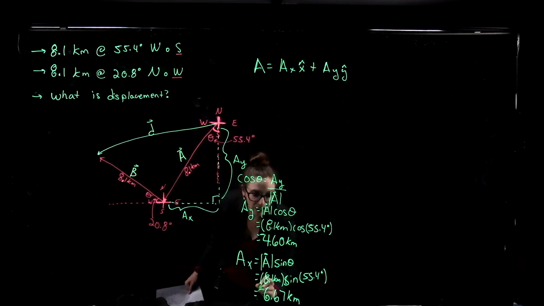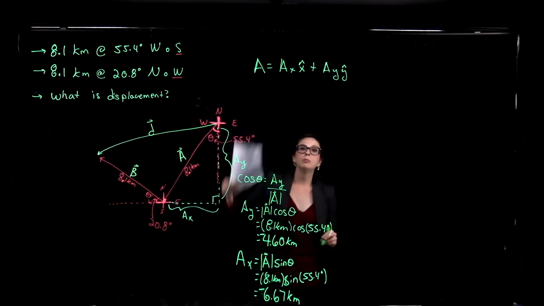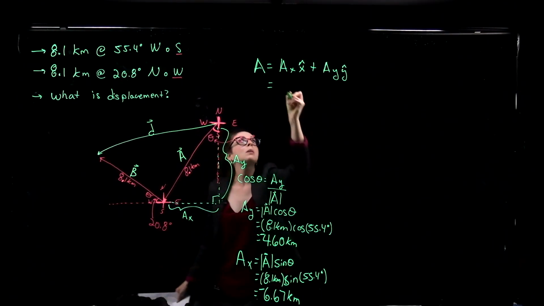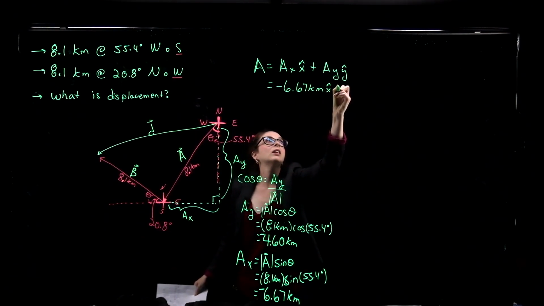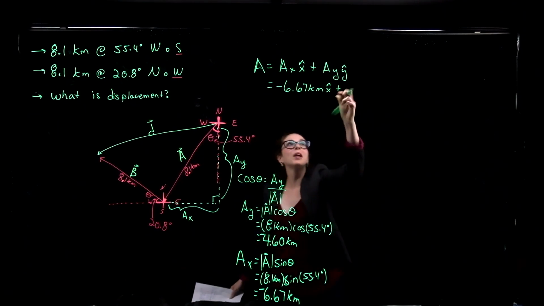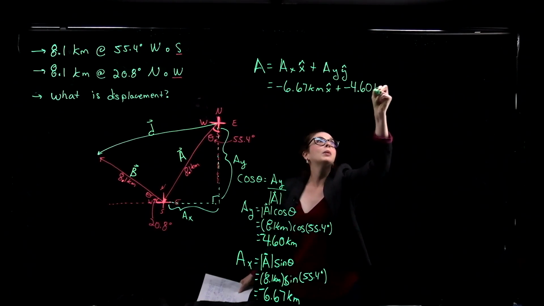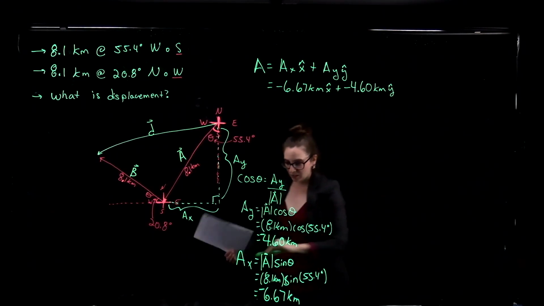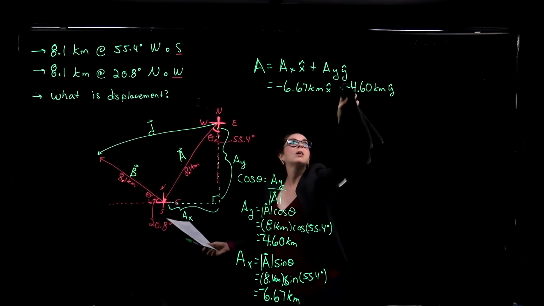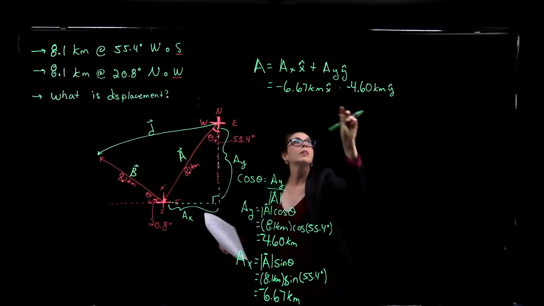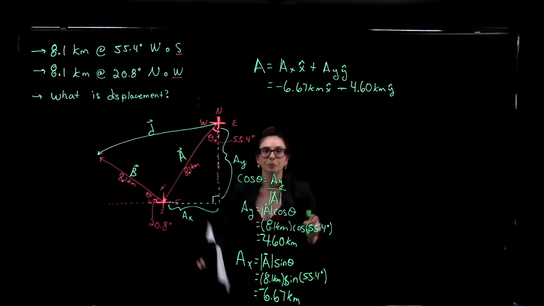So this is actually minus 6.67 kilometers. So if I come back up here to my a vector and put in my components, ax is minus 6.67 kilometers in the x hat direction plus minus 4.60 kilometers in the y hat direction. Okay, so you could get rid of that plus sign there. It's just minus 4.6. Here we go. Okay.